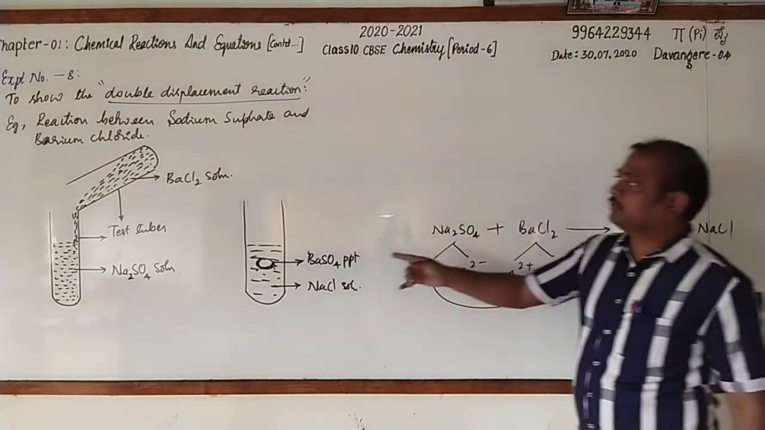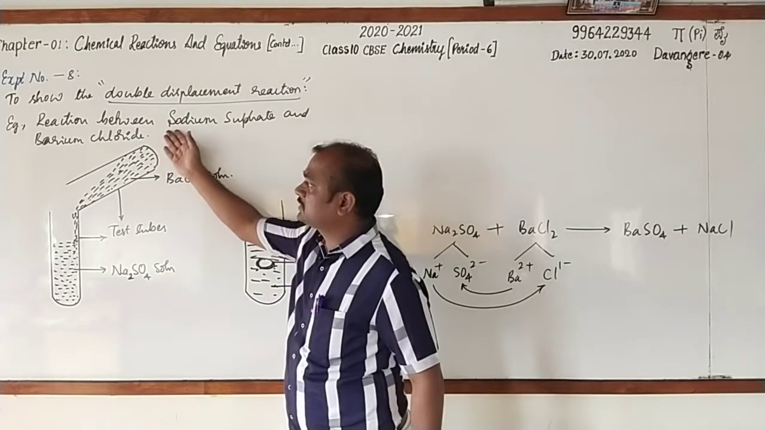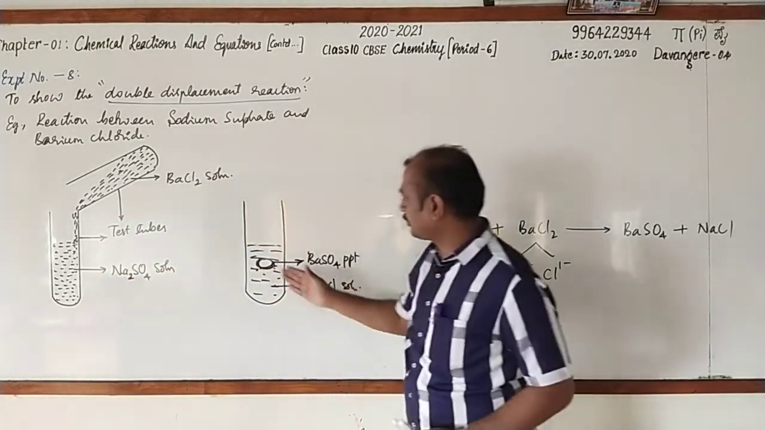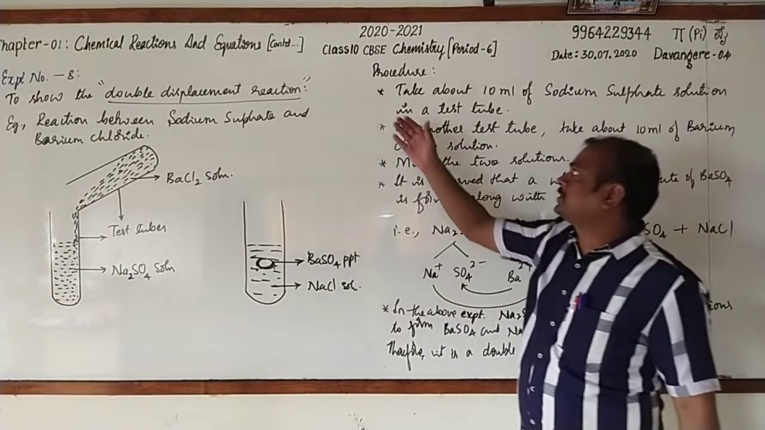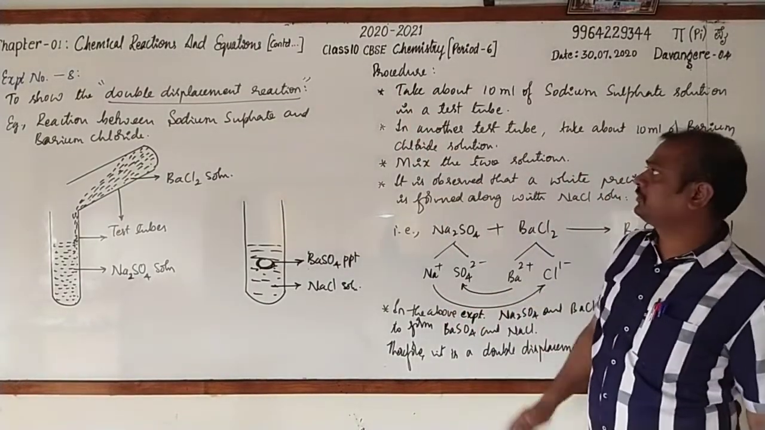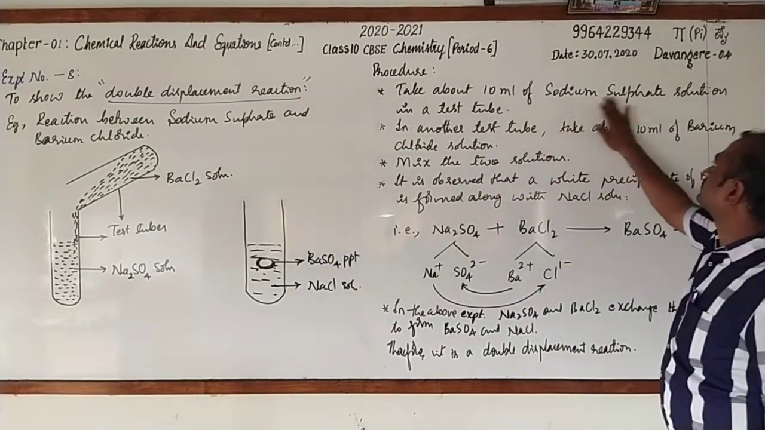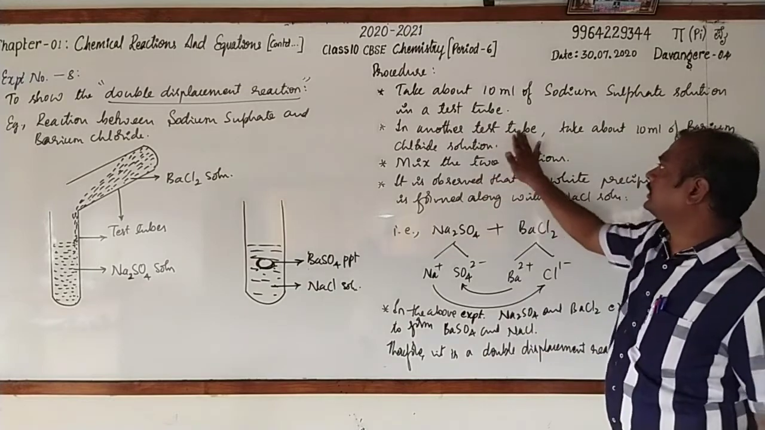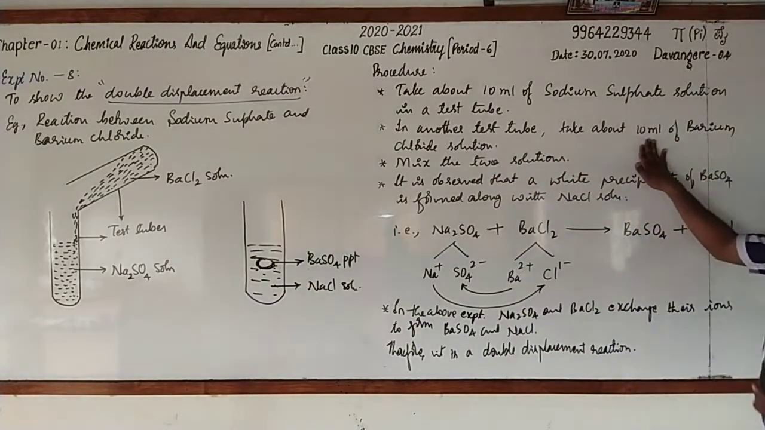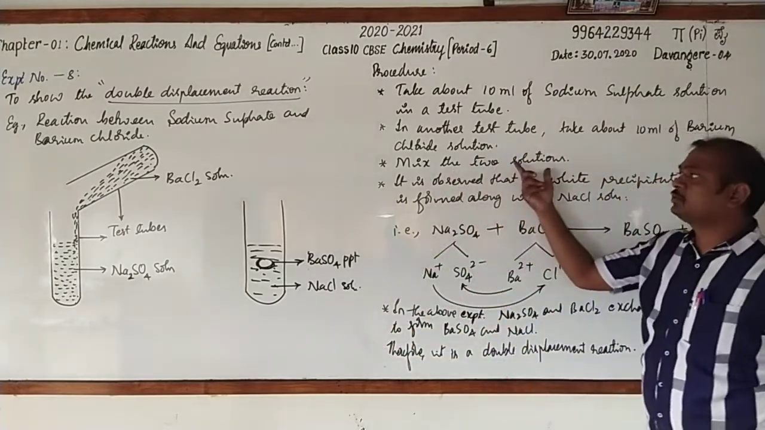Yes, please go for copying the question and this example, then you go for drawing up to here. I'll go for writing the procedure. Observe, here I have written the procedure. See, very simple. First, take about 10 ml of sodium sulfate solution in one of the test tubes. Then in another test tube, take about again 10 ml of barium chloride solution. Then mix the two solutions.